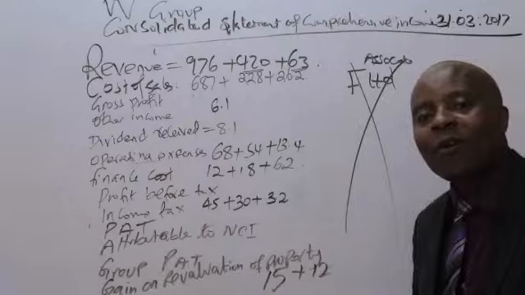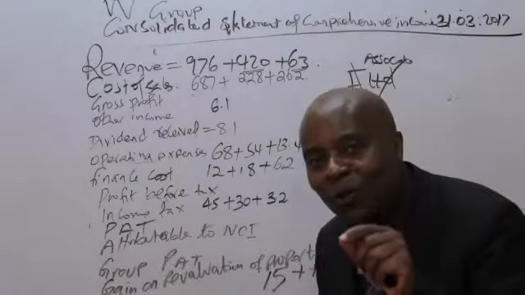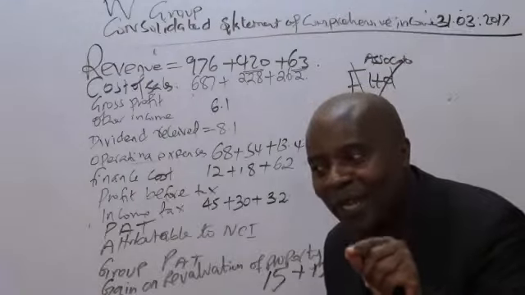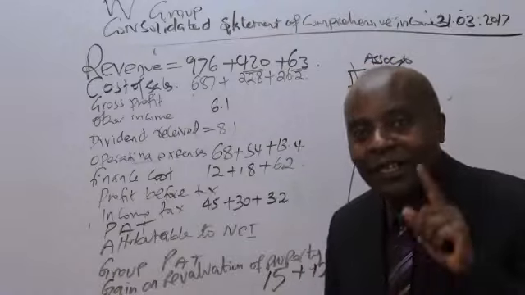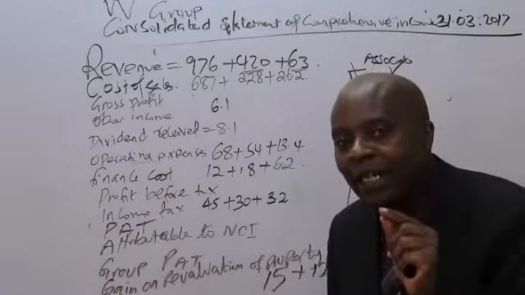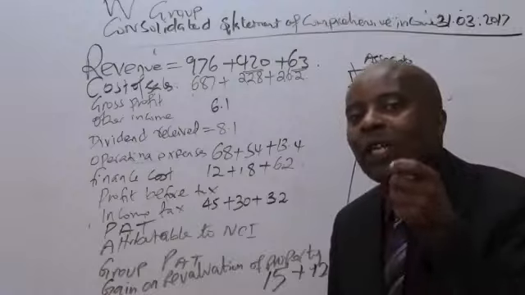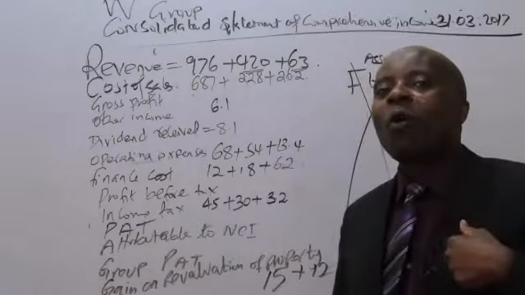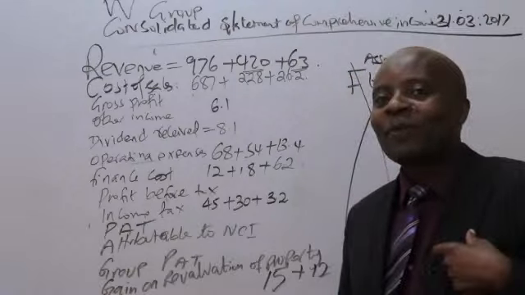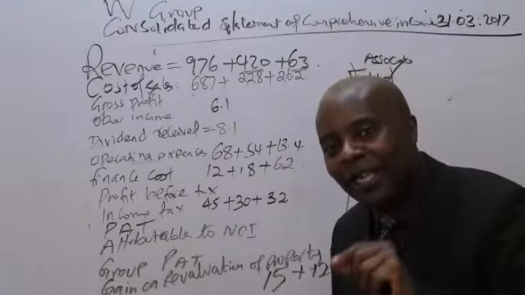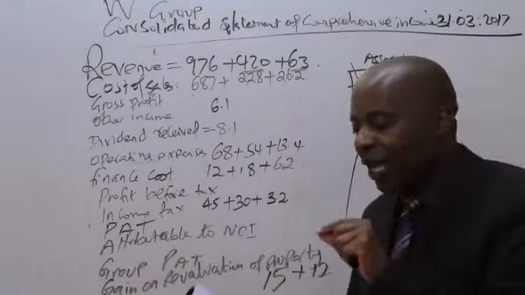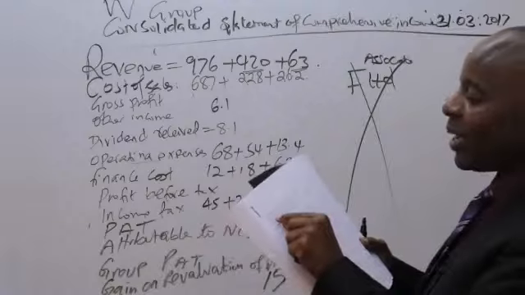Remember, for other comprehensive incomes, we don't use time apportionment. These are free marks. We normally take the figures of the subsidiaries and multiply them with our shareholding. That is only applicable to other comprehensive incomes, such as gain on revaluation.